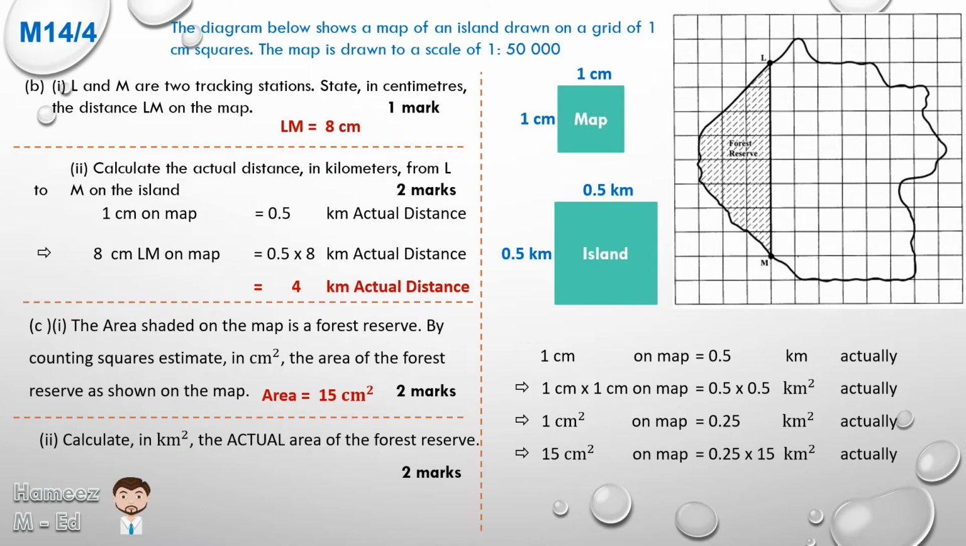So how do we go from 1 to 15? We multiply by 15 on the left-hand side. That means we go on the right-hand side and multiply by 15 as well. So 0.25 times 15, and we can use our calculators, or we can say 0.25 is a quarter. So 4 into 15 is 3, remainder 3 and 3/4, or 3.75 kilometers squared is the actual area of the forest reserve.